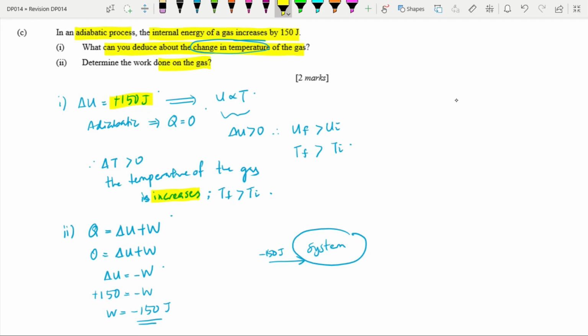Alright. So, pembahagian markah macam biasa. 1 markah untuk explanation. 1 markah lagi untuk dapat jawapan unit 1 beserta dengan negative sign.